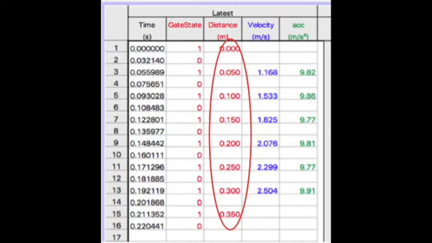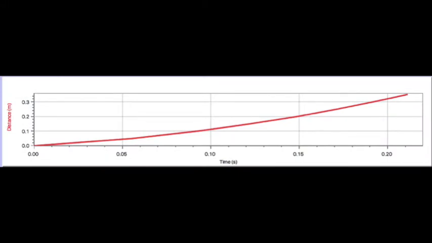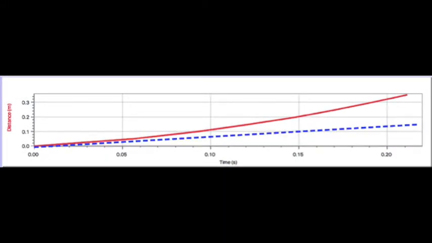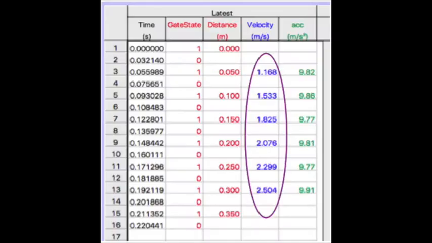The data shows the distance traveled by the object is increasing. This distance versus time graph gives us more information. The shape of this graph is a curve. That means the object was covering more and more distance as it fell. This shows an acceleration. Let's check out the chart for velocity.